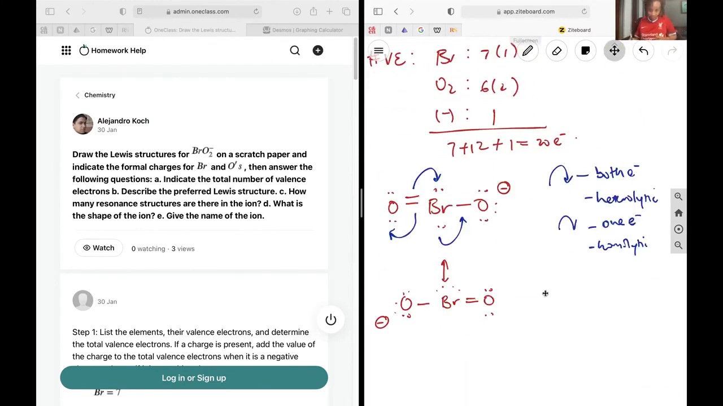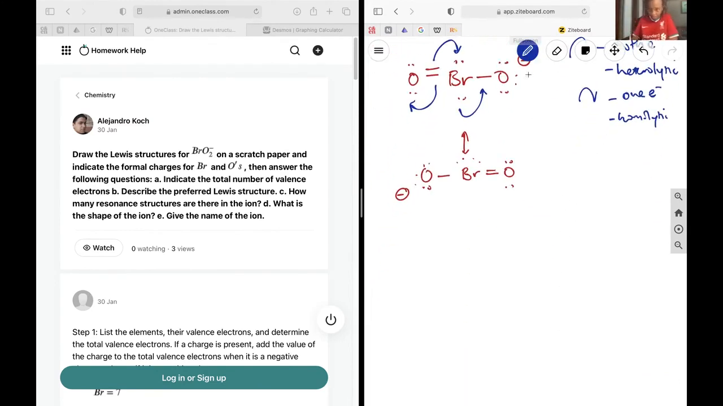Okay, now these are the 2 preferred Lewis structures, equally preferred because you see the symmetry in it, so none has a higher weighting on the wave function than the other. And so now we figure out the shape of the ion.